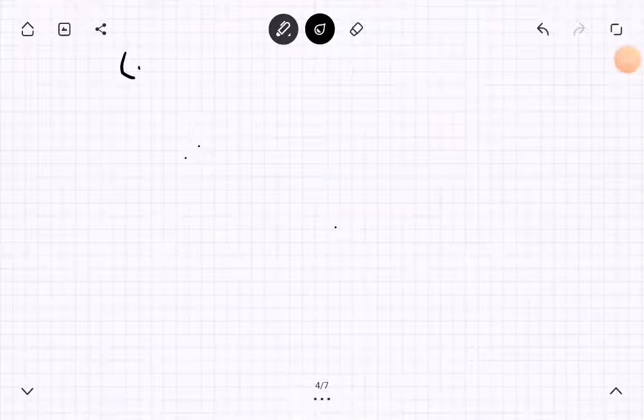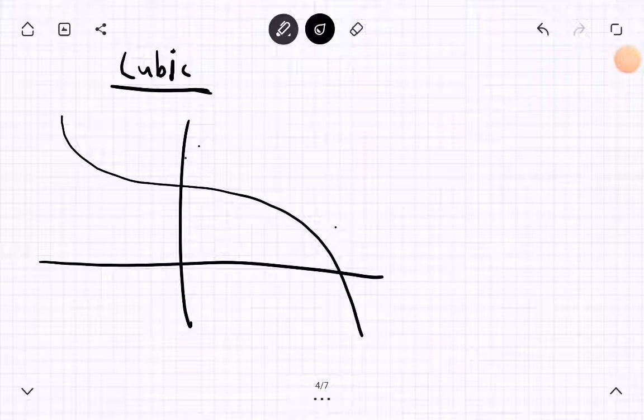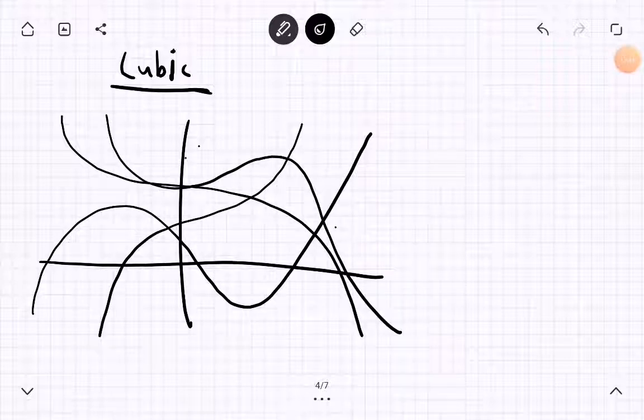Alright, the third case, which you don't have to really worry about, is cubic functions. Cubic functions can look like this, it can look like this, it can look like this. Oh no, not like that, sorry.